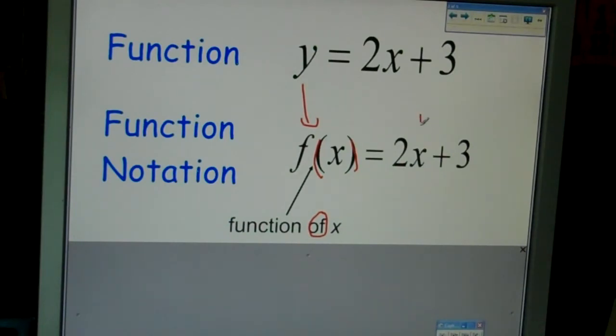So if I wanted to put 1 in for x, 2 times 1 plus 3. The way it would look on this side is, I need a function when x is 1. So there's how I would write it. So when I want to know f of 1, so that means when x is 1. Plug it in, 2 times 1 is 2, plus 3 is 5. So f of 1 is equal to 5. When x is 1, y is 5. Okay?